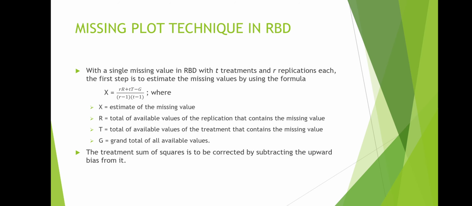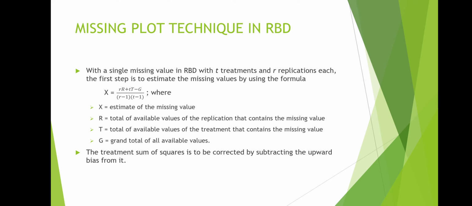Now first we will be looking at the missing plot technique of RBD. Here is the formula. With a single missing value in RBD with small t treatments and r replications each, the first step is to estimate the missing value by using the formula. So this is the formula, where capital X is the estimate of the missing value, capital R is the total of the available values of the replication that contains the missing value, capital T is the total of available values of the treatment that contains the missing value, and G is the grand total of all available values.